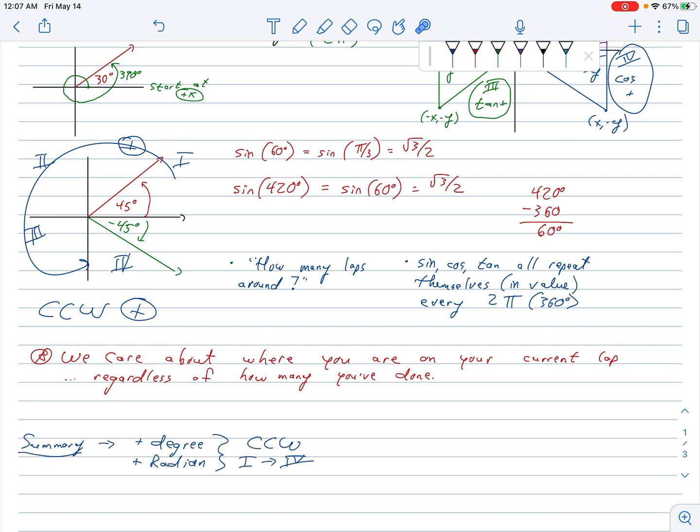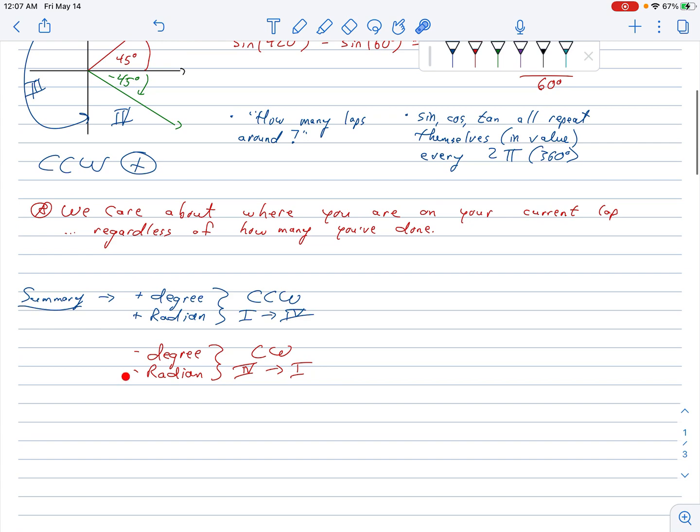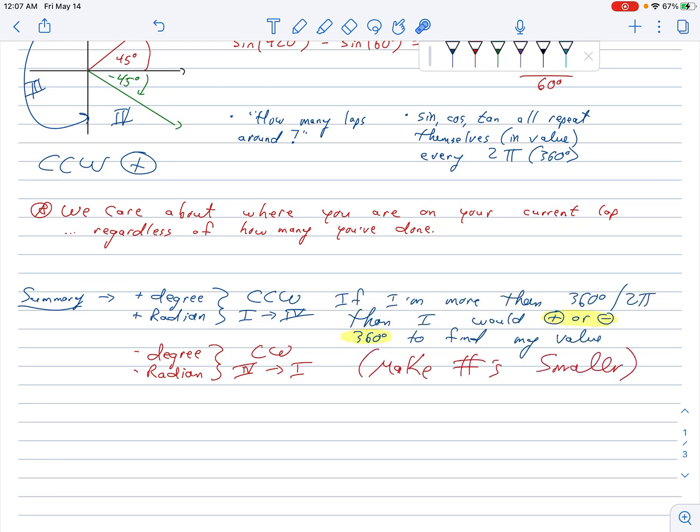So here's our summary. If I'm positive in degrees or in radians, this is pi over 4, 45 degrees, I'm counterclockwise, quadrants 1 to 4. And if I'm negative in degrees, I'm going clockwise, quadrants 4, 3, 2, 1. So that's what the negative has to do with going the wrong way. This negative sign is telling us direction. Looking back over here, if I'm more than 360 degrees, then I want to add or subtract 360 to find my value.